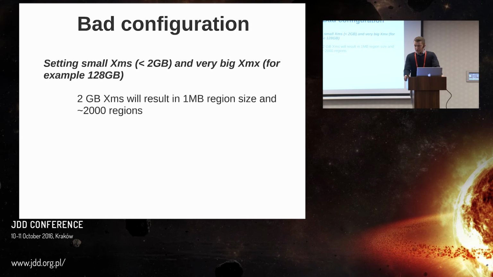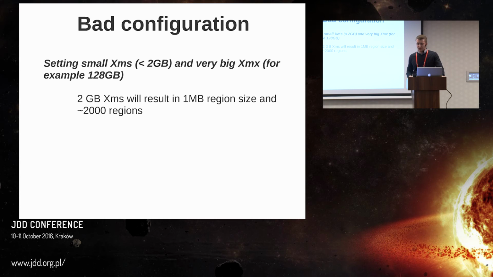And this is not very good when you have G1, because the region size is calculated based on the minimal heap size. So if we set the minimal heap size to something less than 2 gigabytes and a very big maximum size, the region size will be calculated based on those 2 gigabytes, so it will have 1 megabyte size of the region.